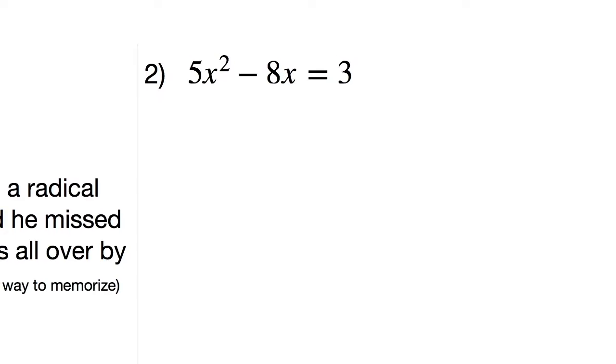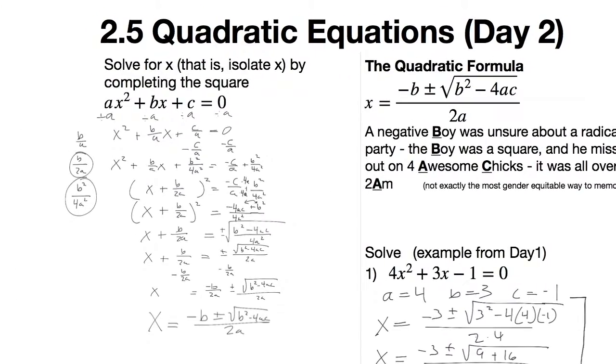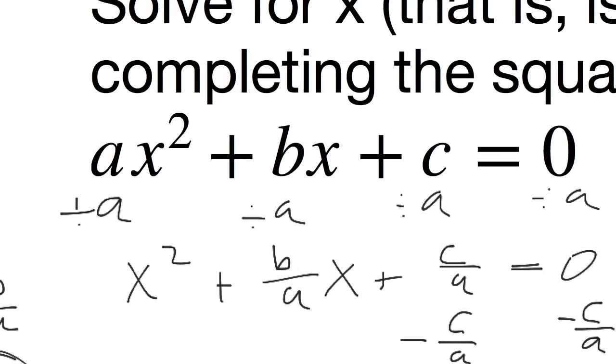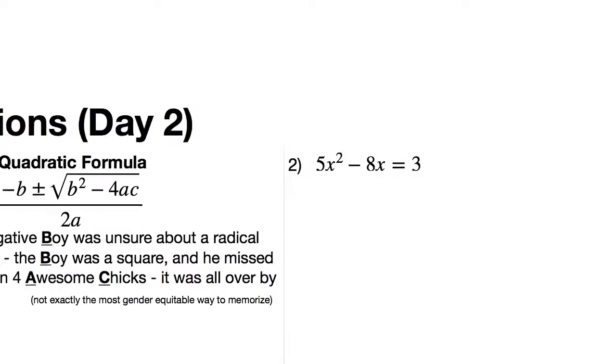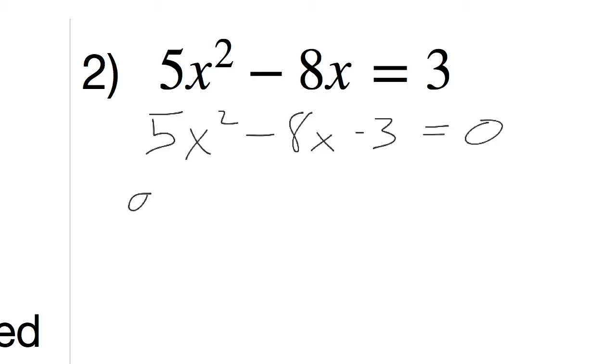Now notice that it's not all equal to 0, and the quadratic formula assumes that you started out with everything equal to 0. So that's got to be a first step here. We have to make sure that we move all the terms over to one side by subtracting 3 in this case. 5x squared minus 8x minus 3 is equal to 0. The a value is 5. The b value is negative 8. The c value is negative 3.